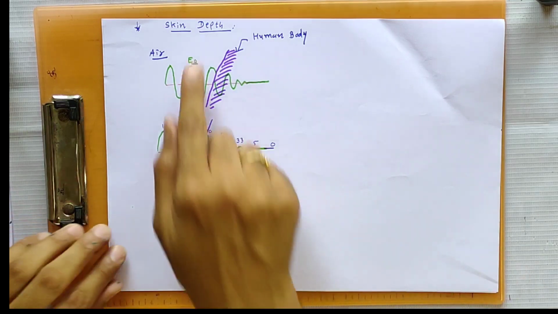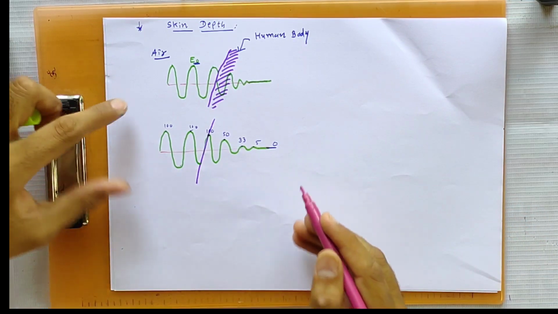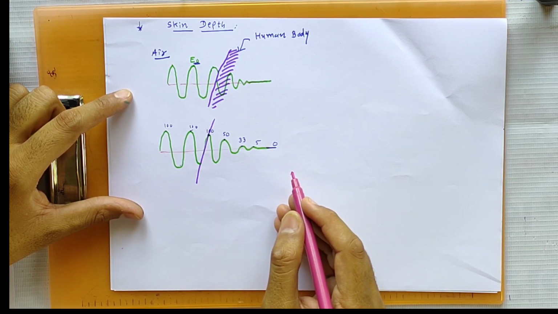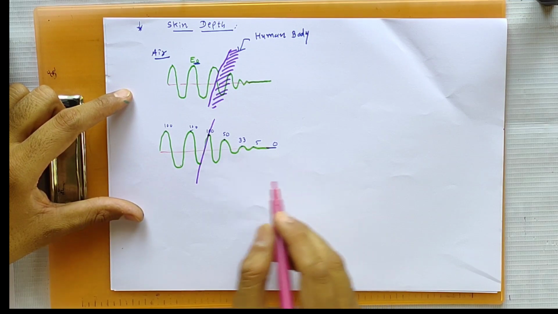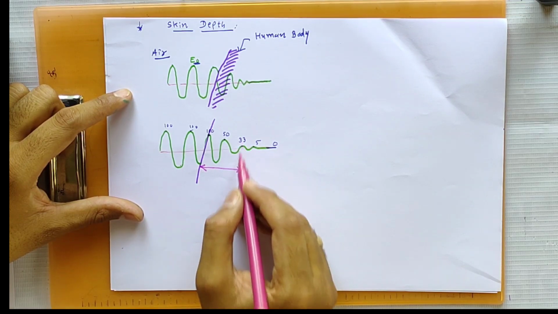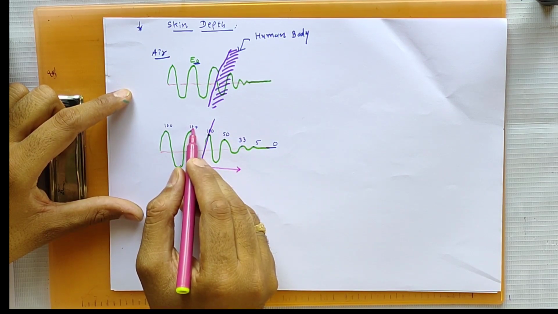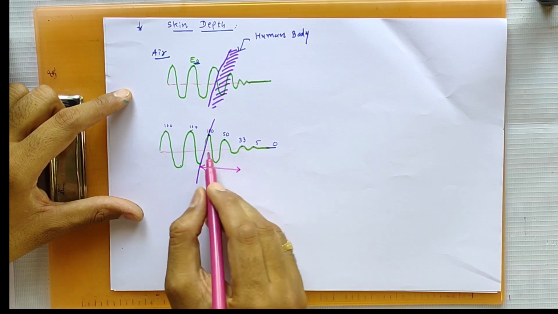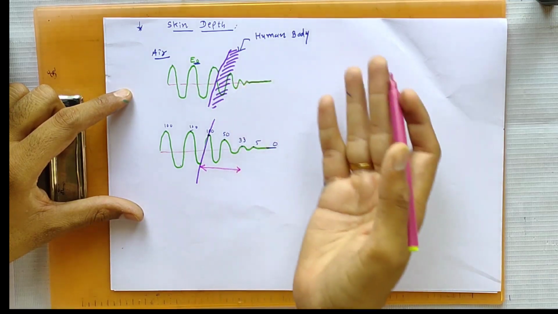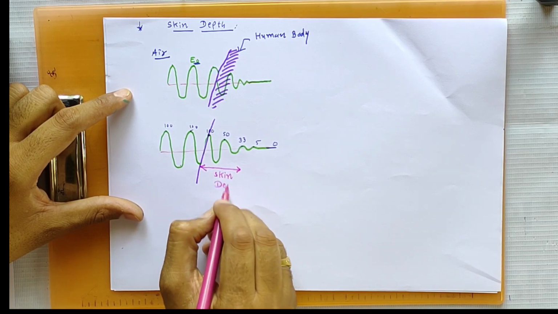So now the definition of skin depth. How can we define skin depth? Skin depth means the distance traveled by electromagnetic wave inside a good conductor where its amplitude becomes 33% of its maximum amplitude. Here it is 100 volt per meter, now it becomes 33 volt per meter. Whatever the distance traveled by the electromagnetic wave inside the human body or good conductor, this distance is known as skin depth.